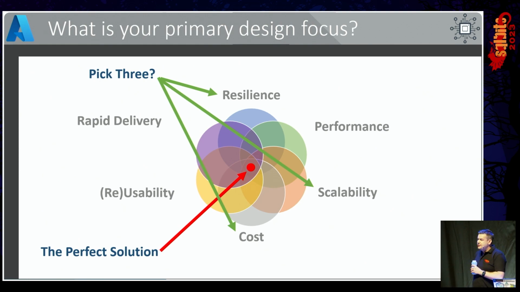So take this Venn diagram and use it and scare some customers with it. Some customers will squint and say, hey, you've forgotten security. Say, no, security should be baked in. It's not a design focus, it should just be there. But anyway, let's not digress.